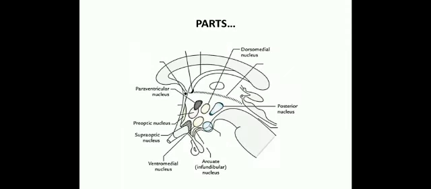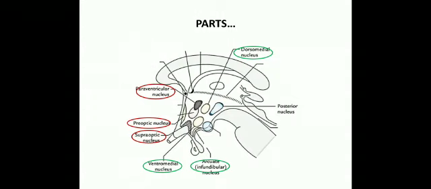Diagrammatically we can represent the hypothalamus and the nuclei present in the different regions like this. In the preoptic region we have the paraventricular nucleus, preoptic nucleus and the supraoptic nucleus. In the tuberal region you can observe the dorsomedial nucleus, the ventromedial nucleus, and the arcuate or infundibular nucleus. In this diagram we can observe the arcuate nucleus, and in the mammillary part we have the posterior nucleus and the lateral nucleus.